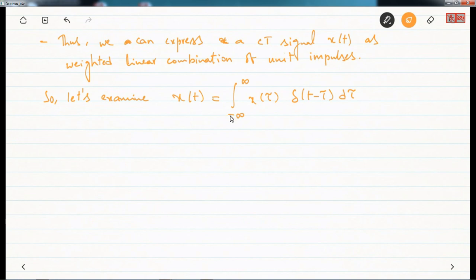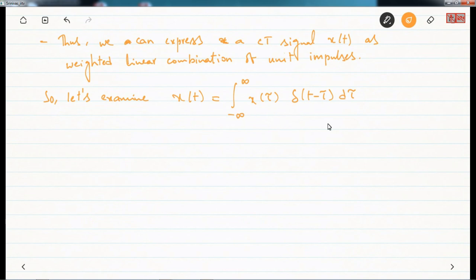Giving another interpretation of this equation also helps, because in discrete time signals it is fairly straightforward to understand how any signal x of n can be represented as a sum of unit impulses, but in continuous time signals this takes a little bit of time. And one more thing I wanted to say is that this is nothing but a convolution integral. Anyway, we'll come to this convolution integral a bit later.